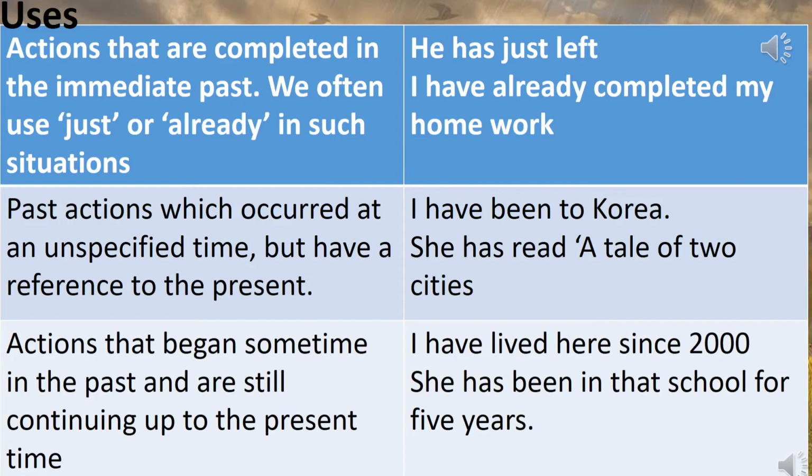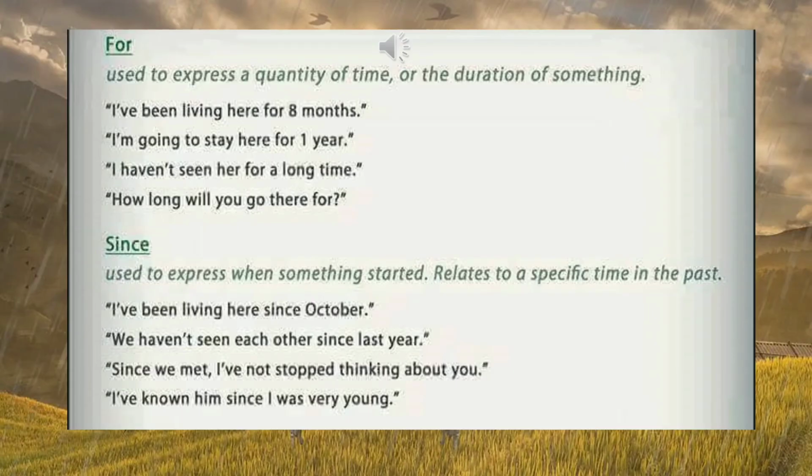Let us see which are the occasions and which are the sentences where we are using since and where we have to use for. For is used to express a quantity of time or the duration of something. Here the time is not specified, like I have been living here for 8 months. I am going to stay here for 1 year. I have not seen her for a long time. How long will you go there for? Here the exact time is not mentioned. The approximate time only is given here.